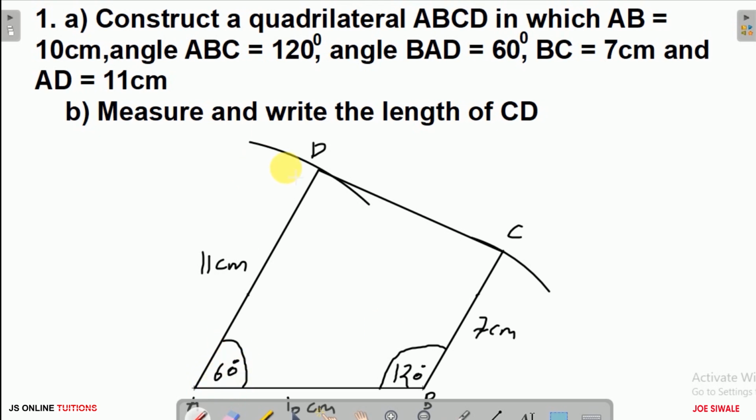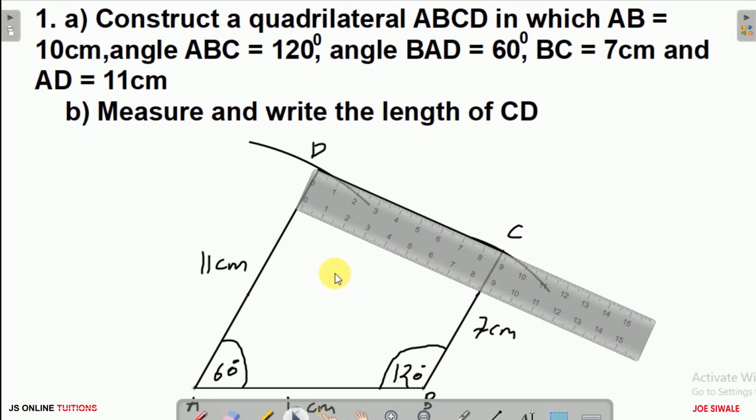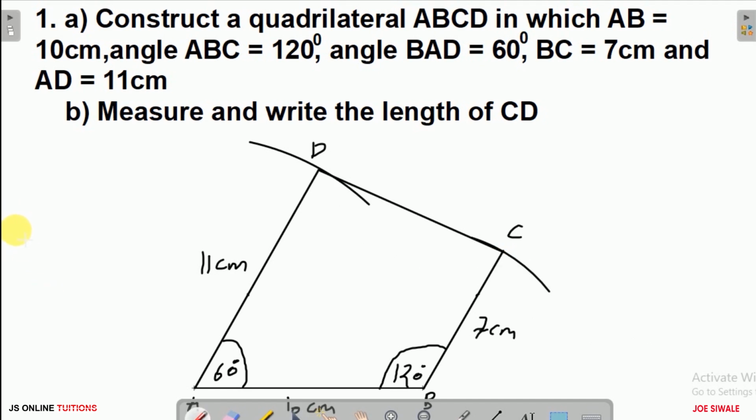So let us now look at question B. Question B reads, measure and write the length of CD. For us to measure the length of CD, we're going to use our ruler. The starting point is going to be 0 there. If we measure the length of line CD, that's 8.8 centimeters. So for question B, we can say the length of line CD is equal to 8.8 centimeters. So that's how you can construct a quadrilateral.